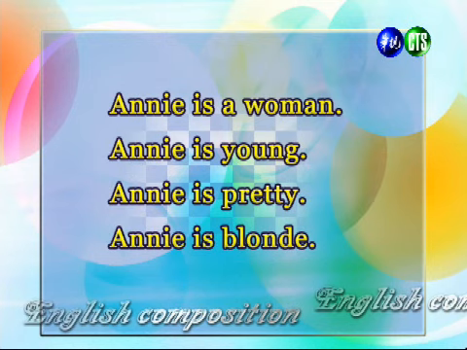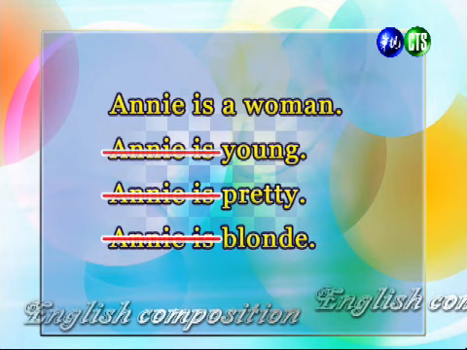So now let's take a look at the first 4 sentences. We can combine these 4 sentences together by only writing Annie is one time. And so now let's use young, pretty, and blonde as adjectives before the noun, the word woman. And so now do you remember the correct order of adjectives that we learned about in Unit 5?